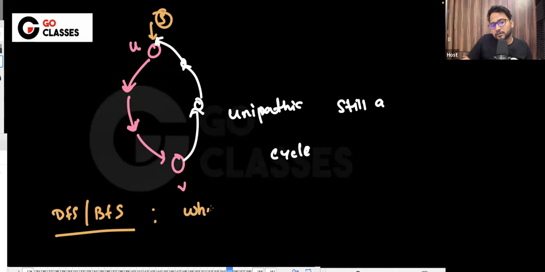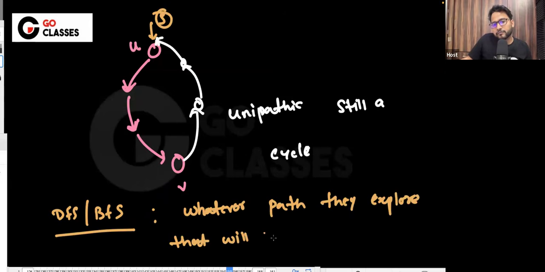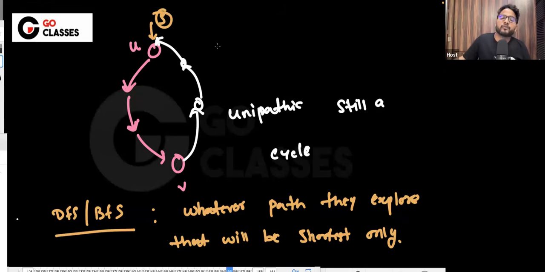Whatever path they explore, that will be shortest only, right? Now we just need to check whether there is a negative weight cycle or not. Can DFS or BFS also detect a negative weight cycle in this particular case? That's the only thing that remains to check.